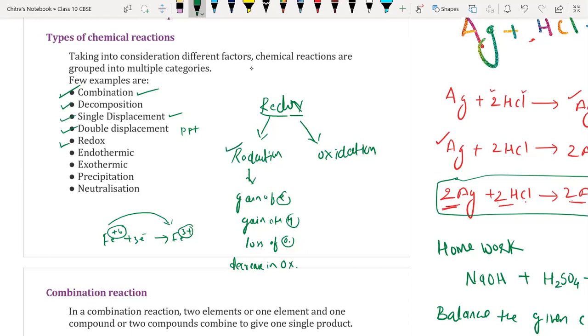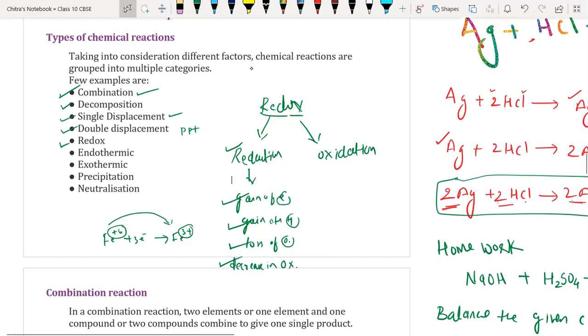So to identify a reduction reaction, there are 4 possibilities. First, we have to check if gain of electron takes place, then gain of hydrogen atom, or loss of oxygen. And last but not the least is decrease in oxidation state. If any one of them takes place, it is a reduction reaction.